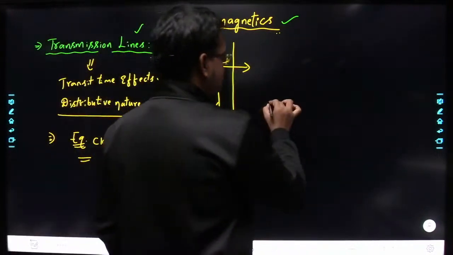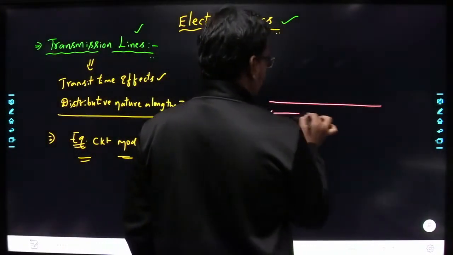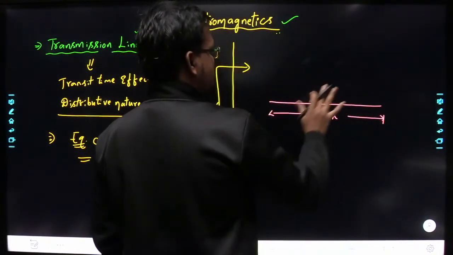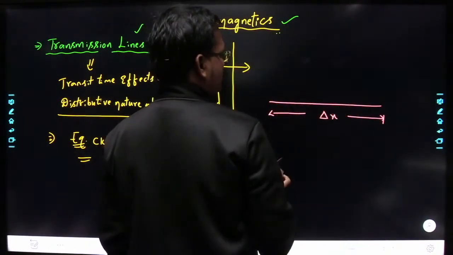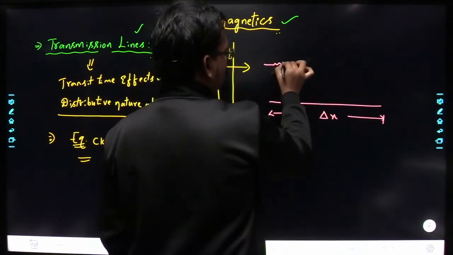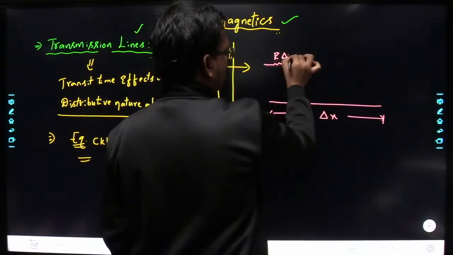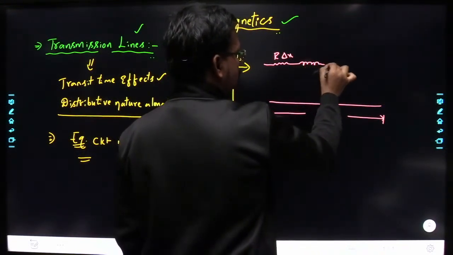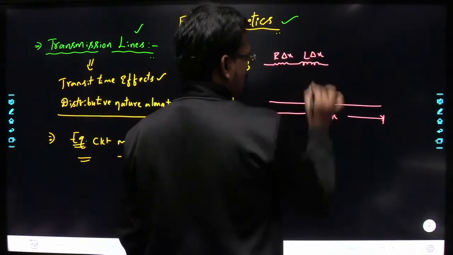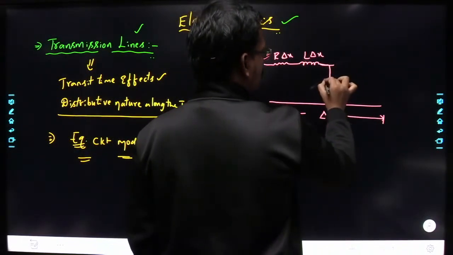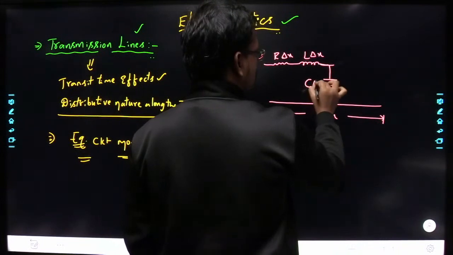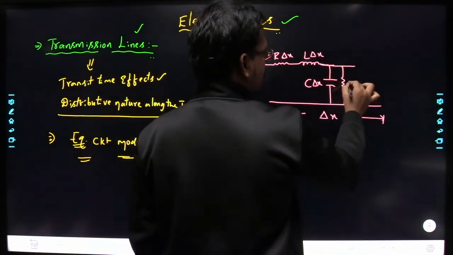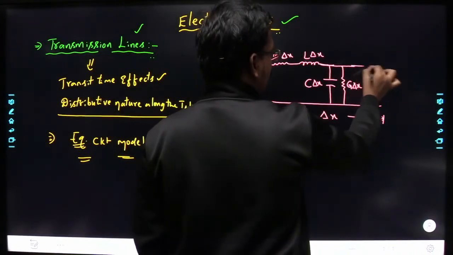Understood? So if you consider a transmission line of length delta x, then what is the resistance that is distributed throughout this length of the transmission line? It is nothing but R into delta x. The inductance distributed throughout this length is nothing but L into delta x. The capacitance distributed is nothing but C into delta x. And the conductance distributed throughout this length is nothing but G into delta x.